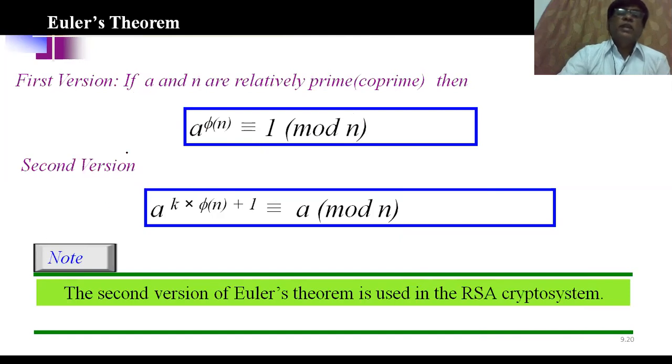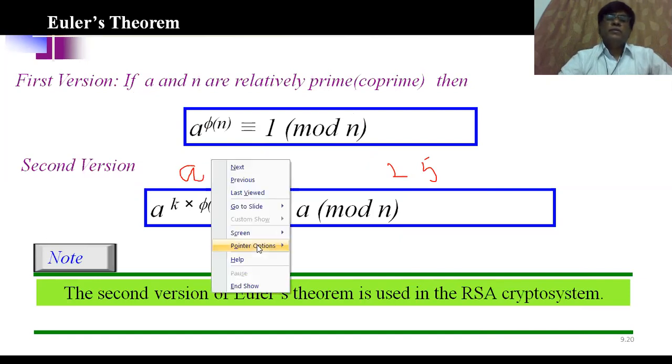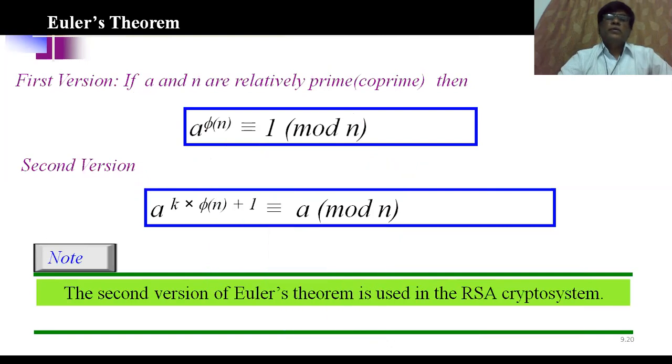For example, assume a is 2 and n is 5. Since 2 and 5 are co-primes, a is 2 and n is 5. So this is 2 power phi of n, n means 5, which is equal to 1 modulo 5.